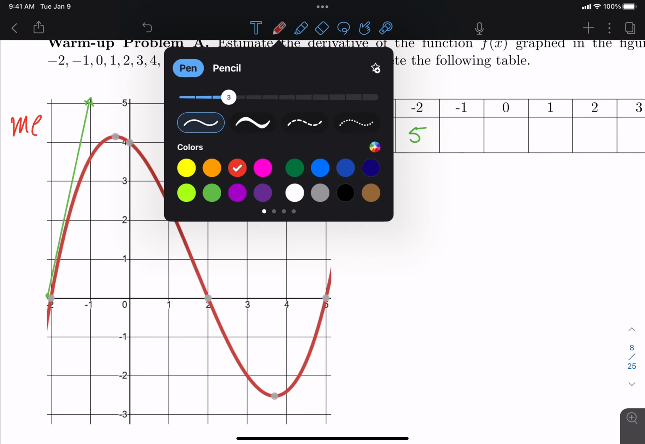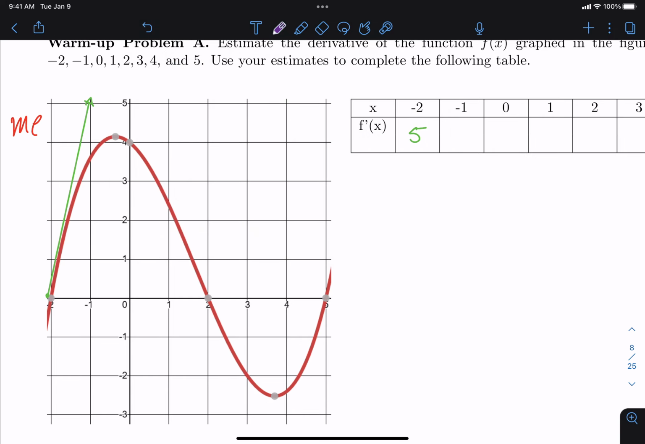Okay, we're going to get real colorful here. At -1, this is the point, and the tangent line looks something like this probably. Tangent line maybe looks like that. Okay, it's not the best tangent line I ever drew. But it looks like I go up about 1.5 as I go over 1, so maybe like 1.5.